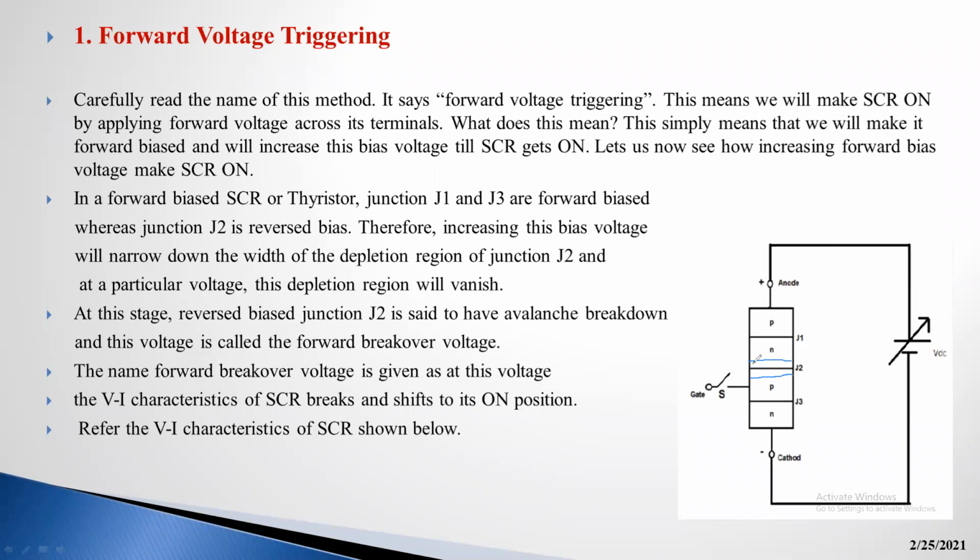Negative ions and positive ions will be present. This is the depletion layer that we can see here. This junction J2 acts as a capacitance because some electric potential or electric field is present across the junction. Negative ions are present in the inner N layer and positive ions are present in the inner P layer.